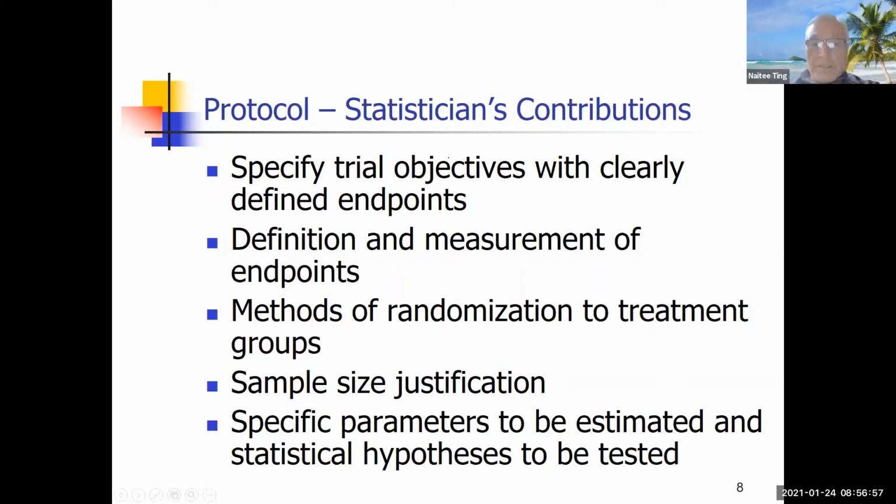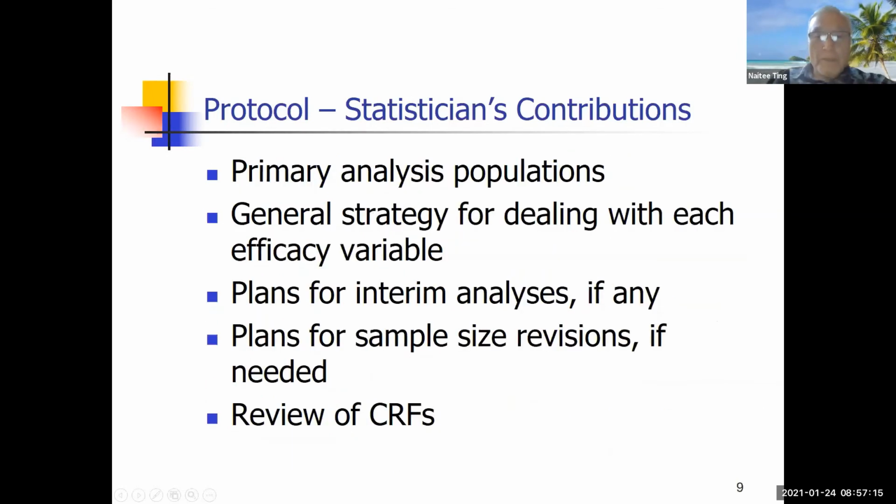Right? Definition and measurements. All right, definition and measurements of endpoints. Methods of randomization to treatment groups, sample size justification. That's big. All right. Sample size is very, very important. All right. Specific parameters to be estimated and statistical hypothesis to be tested. Primary analysis population. So what is our primary analysis population? All right. It should be intention to treat, right? And of course, we define the full analysis set, which is a practically achievable way of implementing ITT.